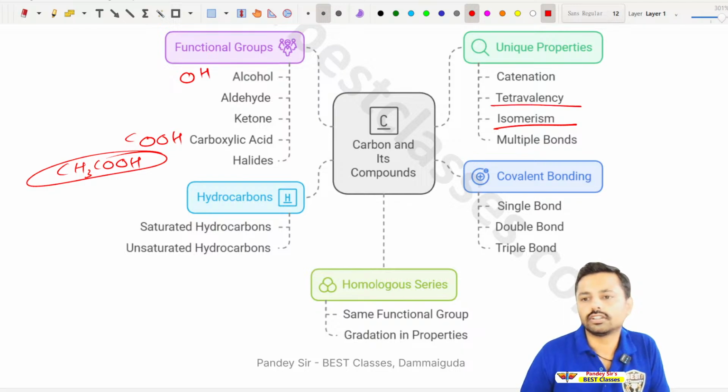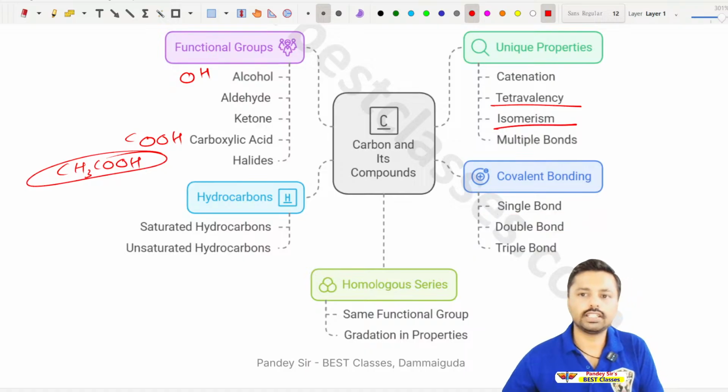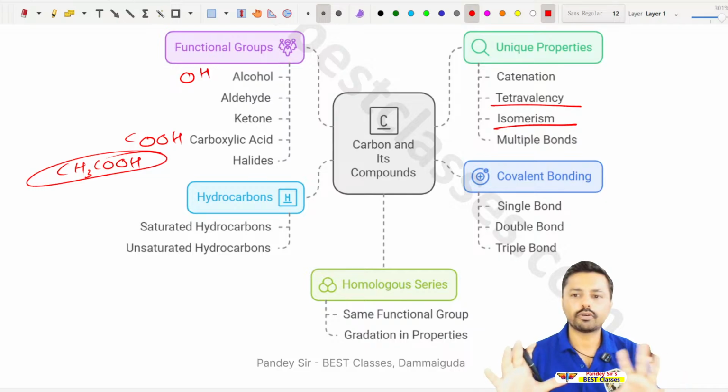Tetravalency, like carbon has 4 valency, tetravalency. Catenation, carbon can form carbon-carbon bonds, that's catenation. Multiple bonds it can form. Covalent compound, single, double, triple. All properties are here. This is a nice mind map of this carbon chapter.